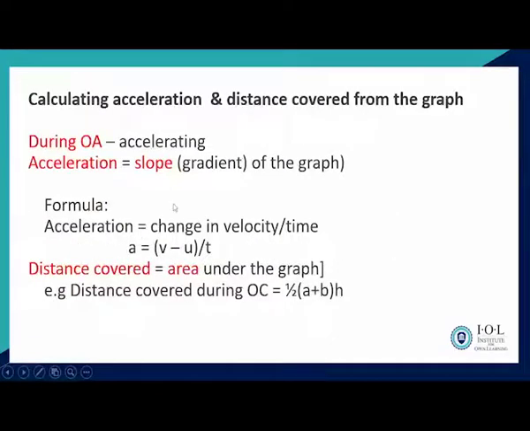So the formula for calculating acceleration is that one. So you just use the slope of the graph, or the gradient of the graph, then you use the formula to calculate acceleration. Then how do we calculate distance covered on a speed time graph? Distance is calculated using the formula for the shape. You look at the shape under the graph.